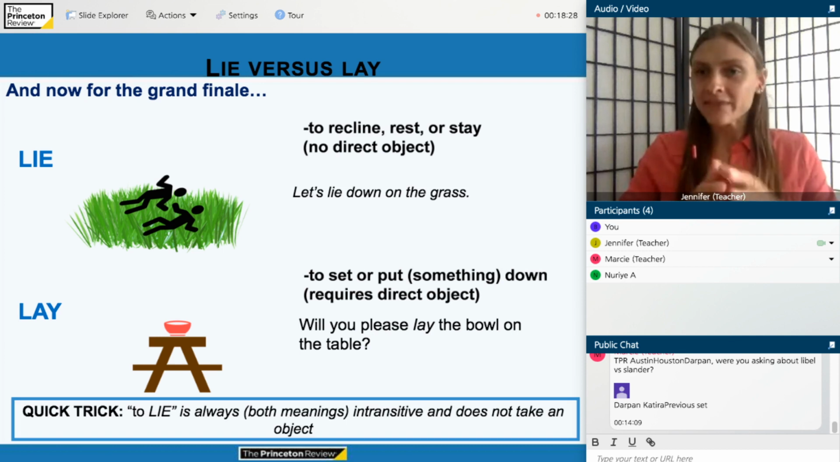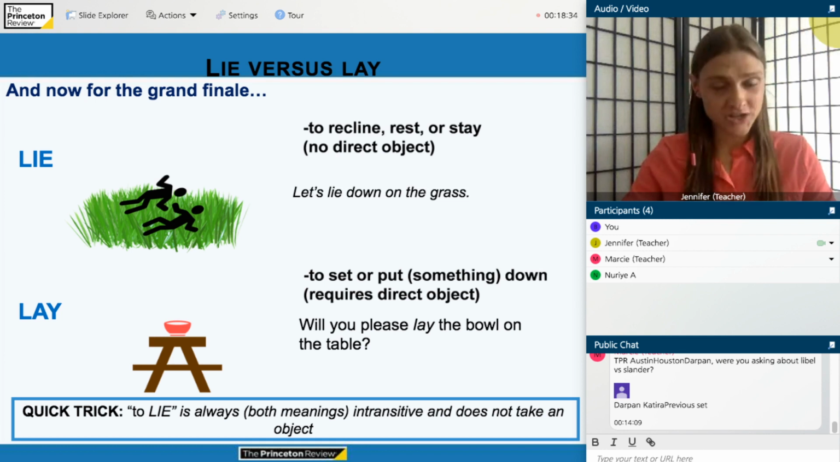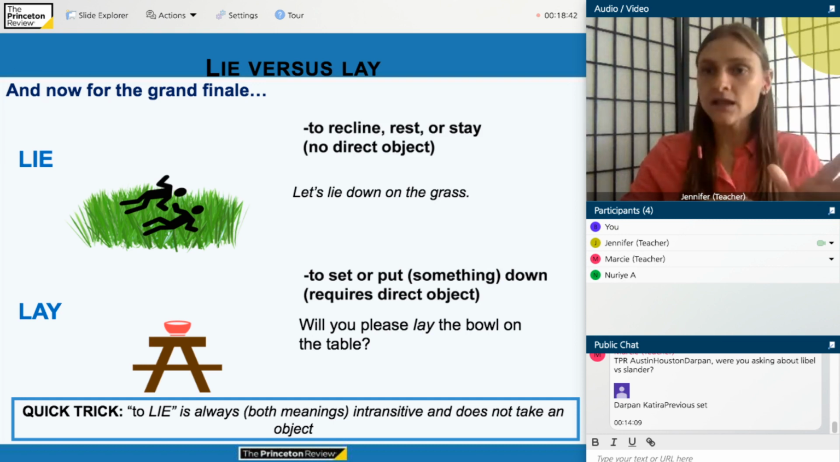Okay, this is a tricky one for the quick trick because it gets so complicated with the lie and the lay and the different conjugations thereof. But one way to think of it is, as I said, when I first introduced lie, I can say I lie, meaning I'm telling a lie, or I can say I lie as in I'm lying down. I lie on the grass, and it doesn't have anything after it. Whereas in the present tense of lay, you always have to have something after it.